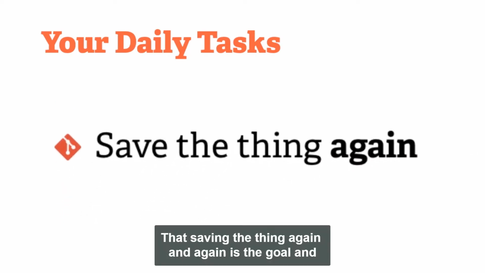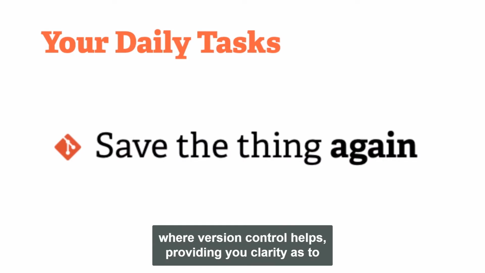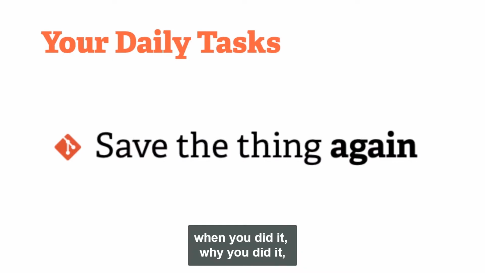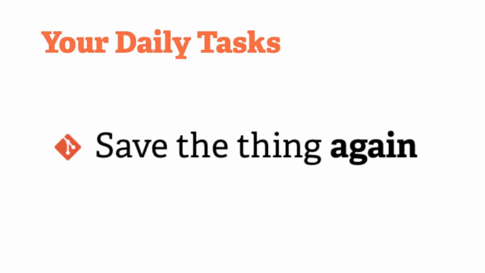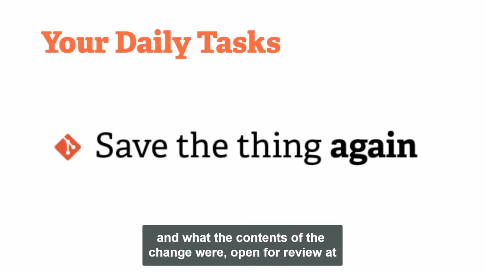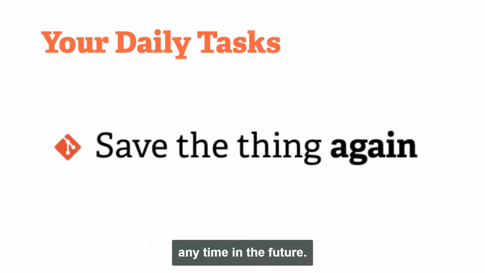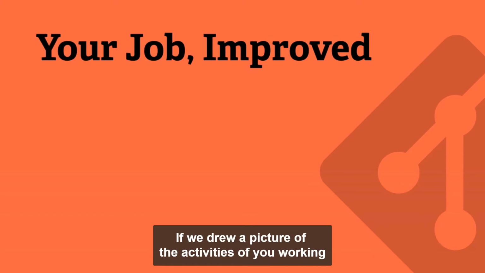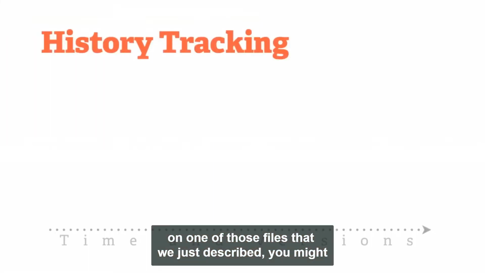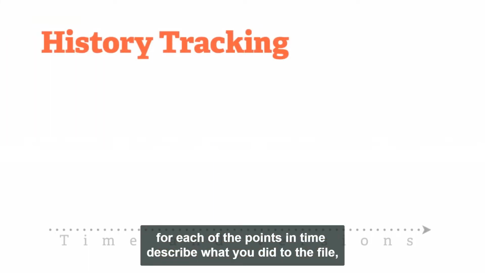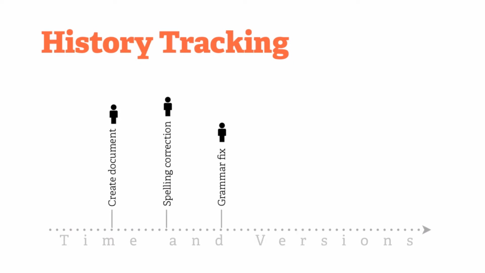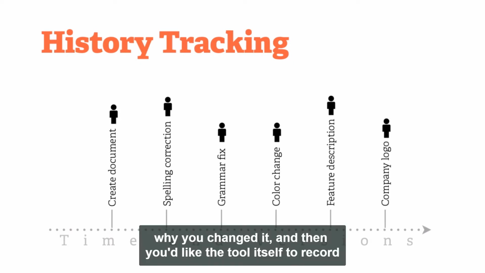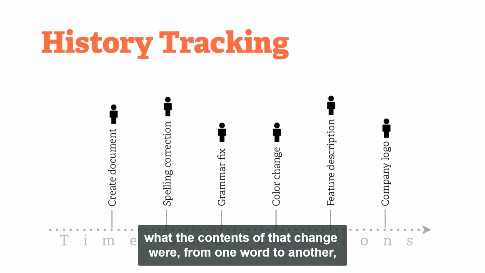That saving the thing again and again is the goal and where version control helps, providing you clarity as to when you did it, why you did it, and what the contents of the change were. Open for review at any time in the future. If we drew a picture of the activities of you working on one of those files that we just described, you might, for each of the points in time, describe what you did to the file, why you changed it, and then you'd like the tool itself to record what the contents of that change were.